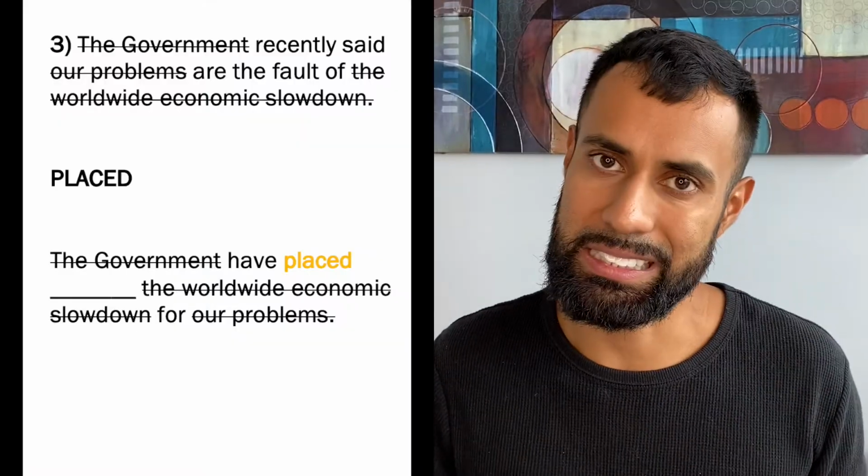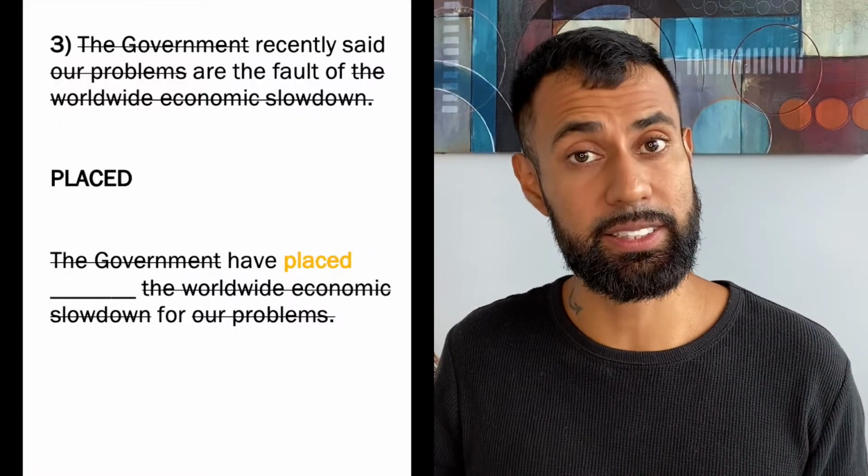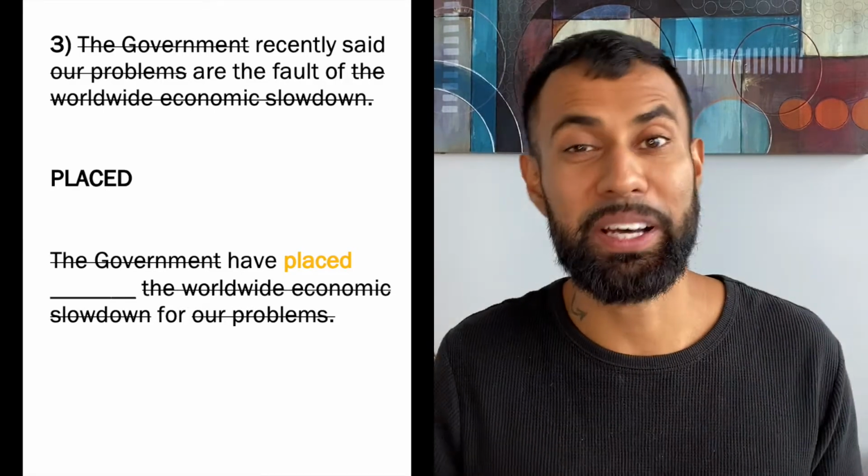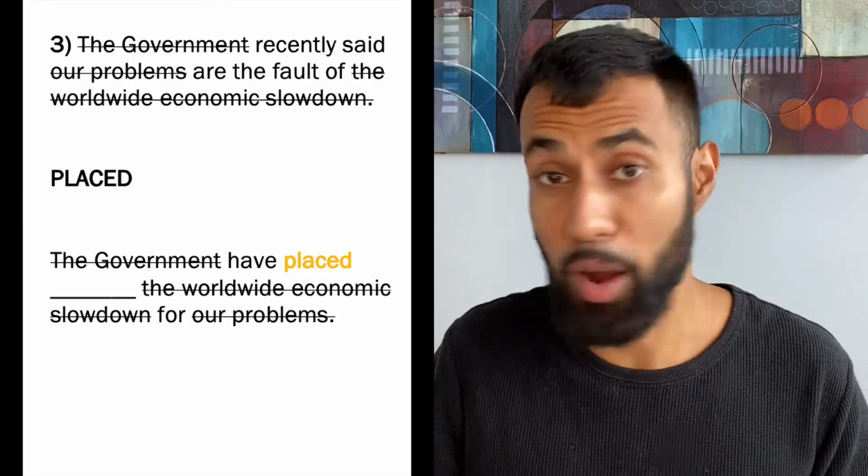Now a little grammar in this one, that have is kind of like present perfect. I gotta use the present perfect. And that matches with the word recently in the original sentence. Present perfect is a flexible tense, so something that has happened recently, often we can use the present perfect. But for the main verb, we're gonna use the keyword, placed. The government have placed blank the worldwide economic slowdown for our problems.